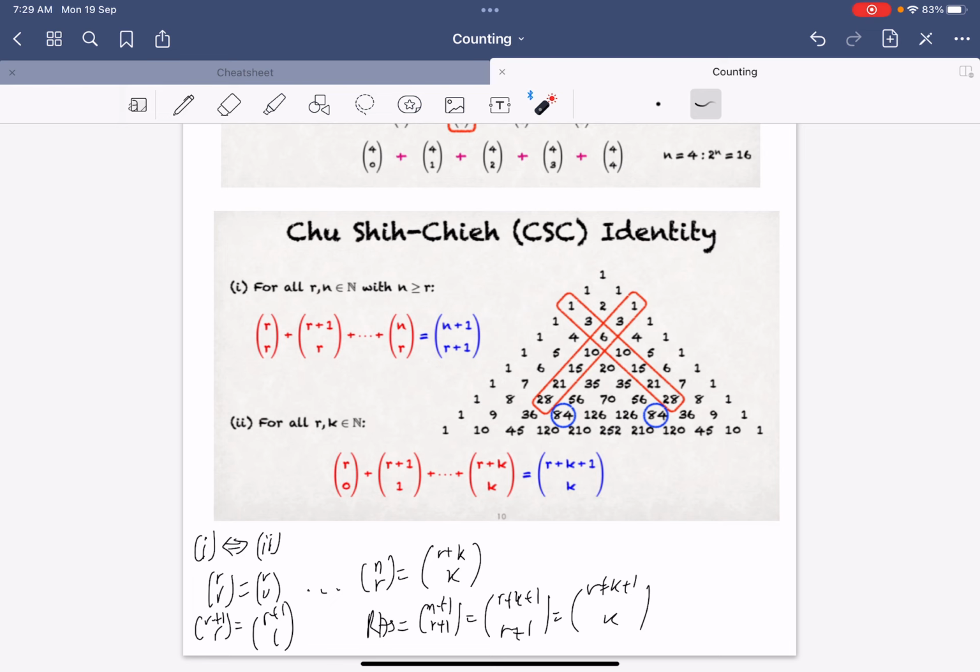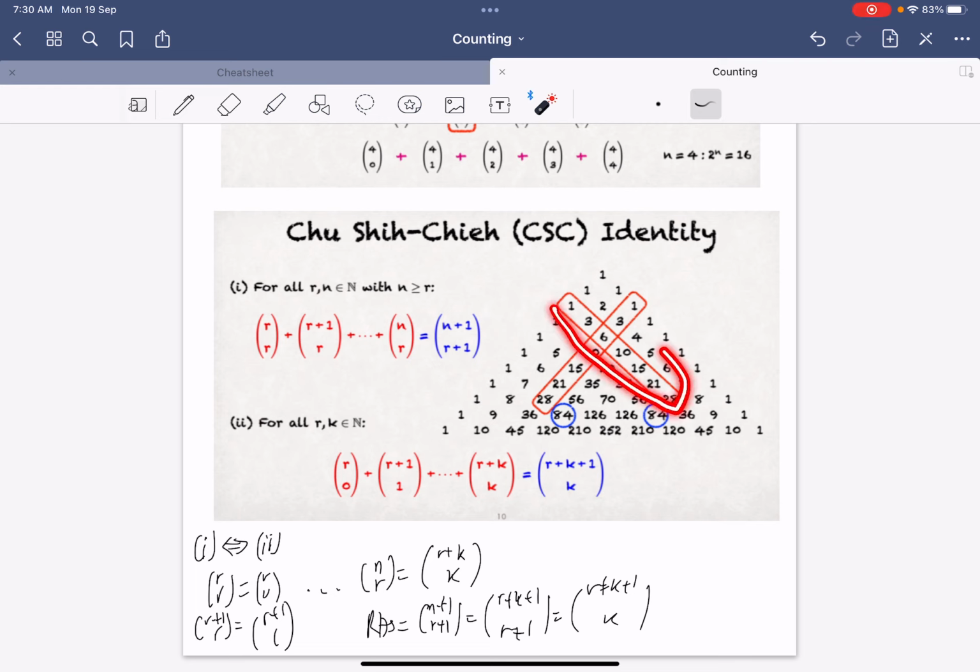Another reformulation is r choose 0 plus all the way to r plus k choose k is the same as r plus k plus 1 choose k. We'll first show that 1 and 2 are equivalent, because r choose r is the same as r choose 0, and r plus 1 choose r is the same as this. In our case n here is just r plus k, and so n plus 1 is r plus k plus 1. So 1 and 2 are the same, and you can use them any way you like when the question seems fit.